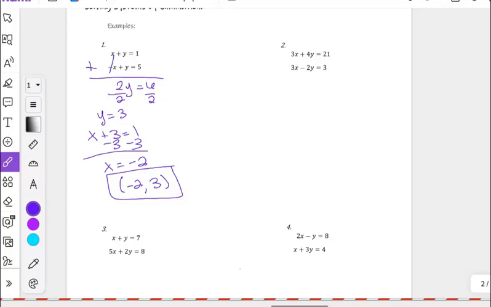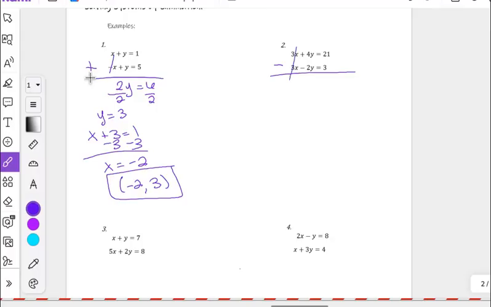Number 2, I have 3x plus 4y equals 21, and 3x minus 2y equals 3. I look to see if there's opposite coefficients, and there's not, but there is the same coefficient. Now, earlier we distributed that negative throughout. This time I'm just going to subtract straight down so I can show you the 2 different methods.